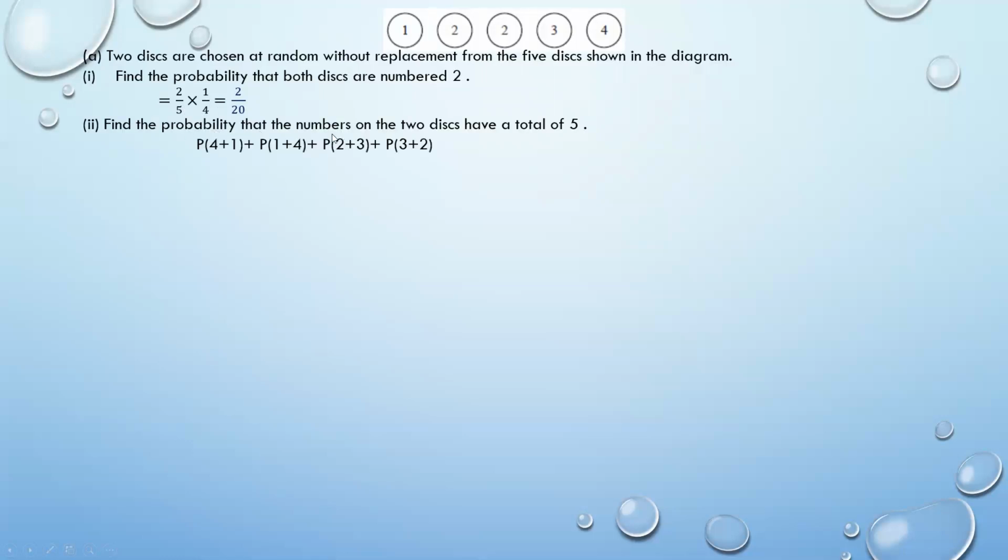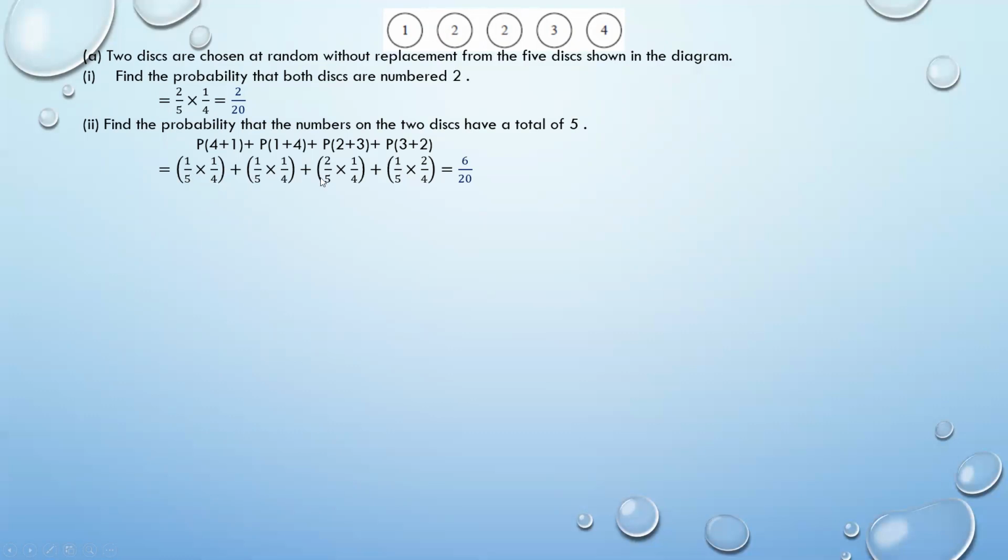Find the probability that the numbers on the 2 discs have a total of 5. So you can have many choices: either 4 plus 1, 1 plus 4, 2 plus 3, or 3 plus 2 to get 5. So you must get the probability of each of them. For 4, you have one choice only, but after that you only have 4 discs left inside. Imagine this is the 4 you already picked up and put outside. Then you want to get a 1. A 1 is 1 over 4.